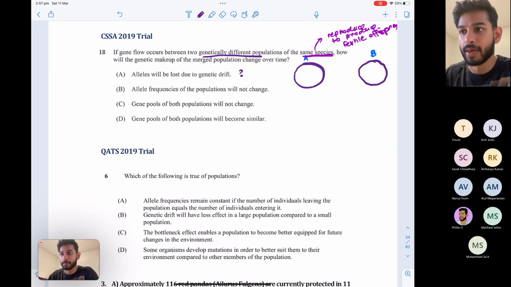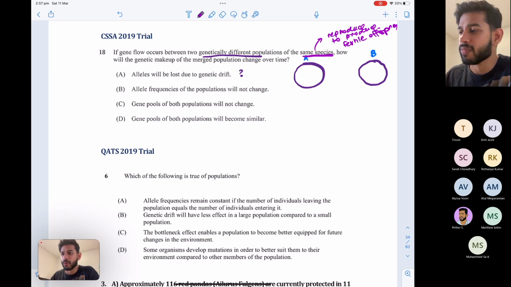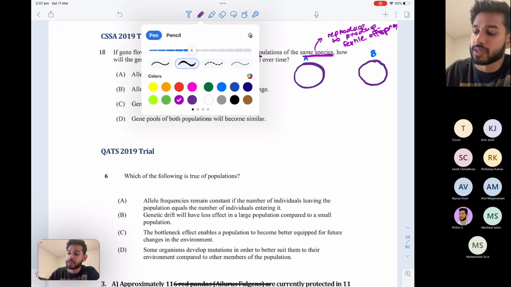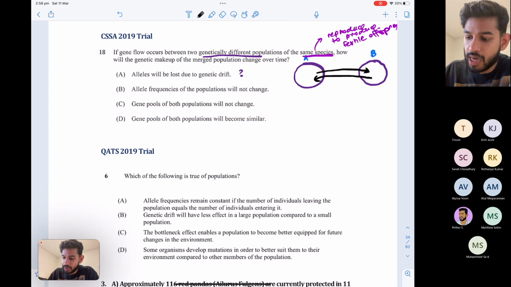Is everyone with me? Right? If you had two different populations of different species going across to each gene pool, it's not going to affect the gene pools because they won't be able to reproduce. And that would be a pretty good exam question to test whether you understood the definition of a species. All right, you need to understand organisms are moving across one another, right? This is what is happening.